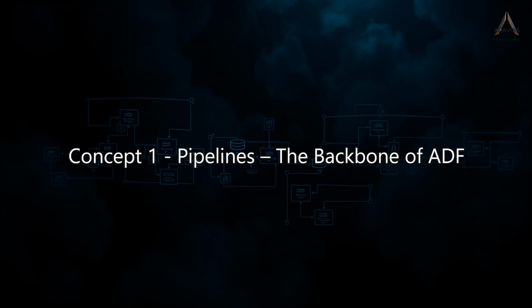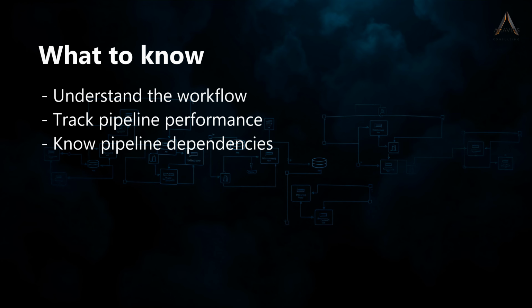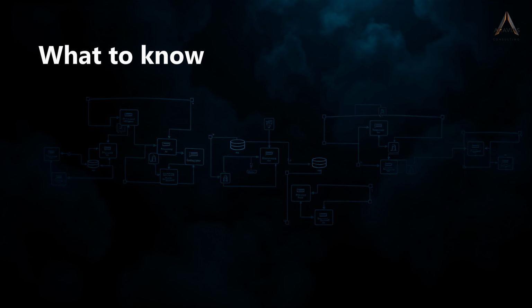Think of an ADF pipeline as an automated assembly line for your data. A pipeline is a series of steps that move and transform data before delivering it to its final destination. For PMs, this means understanding the workflow. Each pipeline consists of activities, steps, like copying, transforming, or loading data. Tracking pipeline performance. You'll want to monitor whether pipelines run on time and within budget. Knowing pipeline dependencies. If one pipeline fails, it could delay your entire project timeline.